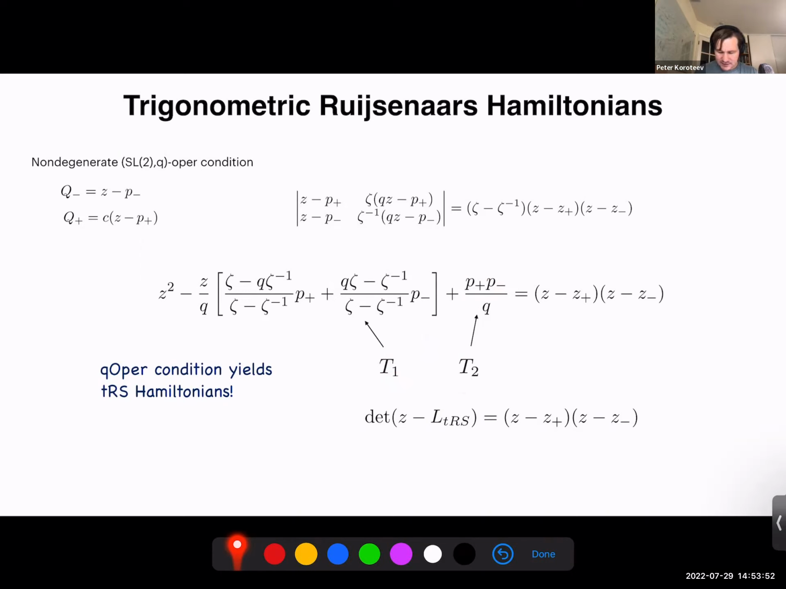And moreover, you can rewrite the determinant, as I'll show you later, as a spectral curve for this classical integrable system, where z will be the spectral parameter, and then we get the Lax matrix over here. So there's yet another interpretation of the oper condition: it gives you the spectral curve for some integrable system, which is the TRS, trigonometric Ruijsenaars-Schneider model in this case.